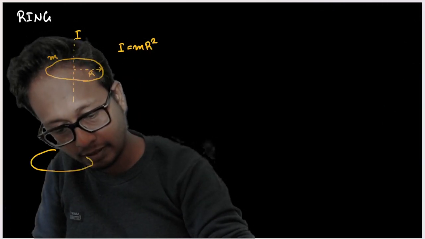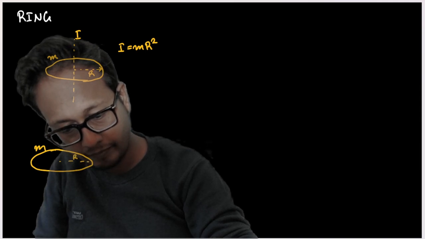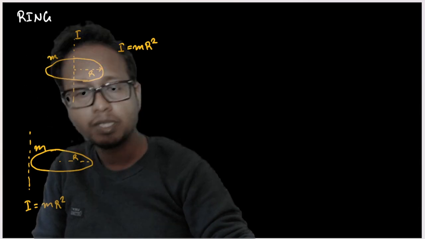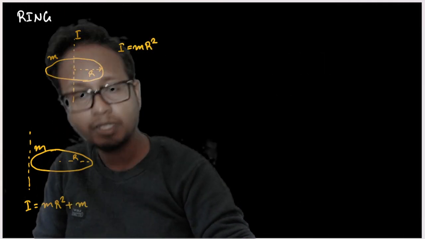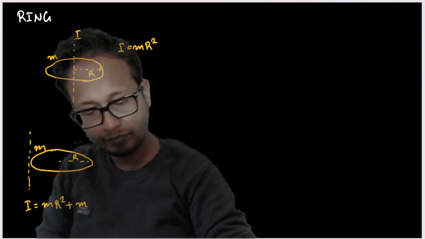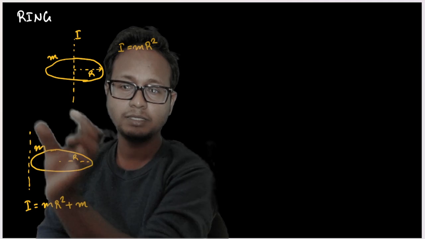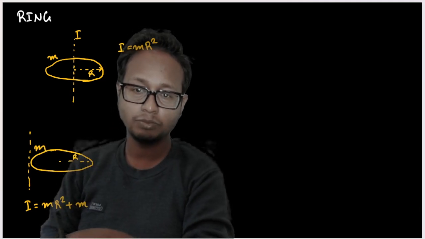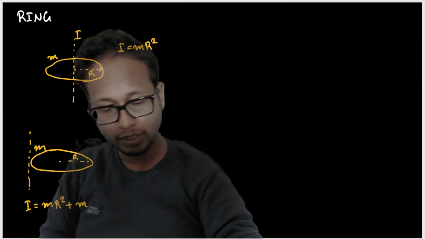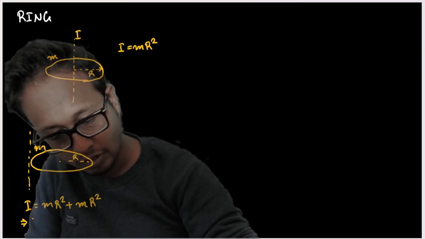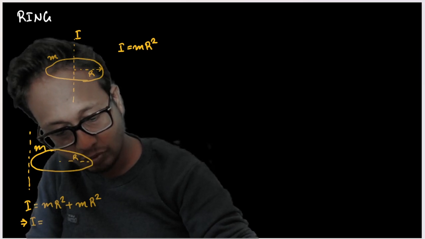Suppose I'm drawing the same ring, mass m, radius r. To find the moment of inertia about this side, I'll use the parallel axis theorem, where the moment of inertia about this axis is the moment of inertia passing through the center of mass of the ring, m r square, plus m into the distance square, the distance between the new axis and the old axis. So m r square, the moment of inertia passing through the center, plus mass into the perpendicular distance between both axes. The moment of inertia passing through the side of the ring is nothing but 2 m r square.